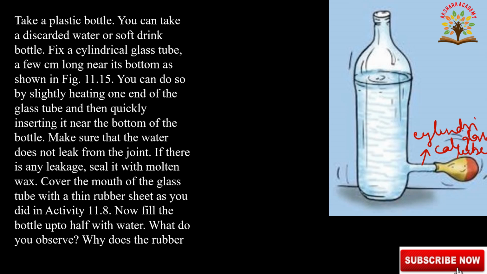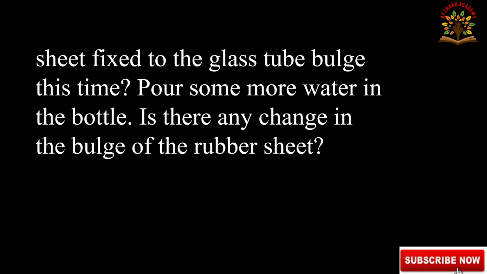Cover the mouth of the glass tube with a thin rubber sheet. This is the mouth of the glass tube. We have to cover the mouth of the glass tube with a rubber sheet. Go to the next. The sheet is fixed to the glass tube, and it bulges this time.